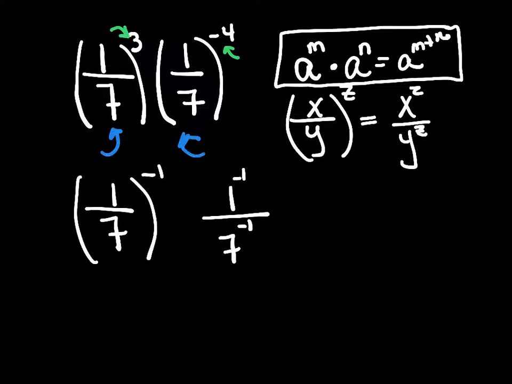If we were to clean this up, 1 to the negative 1 is 1. 7 to the negative 1 is 0.1428571429. Let's round that. And then if you were to take the 1 and divide by that, you should get an answer of 7. Okay? All right, let's do one more.